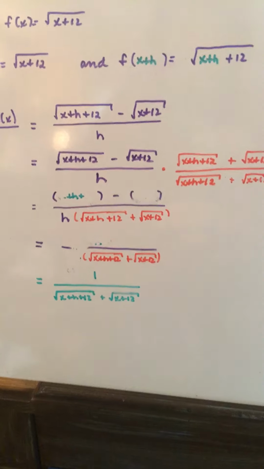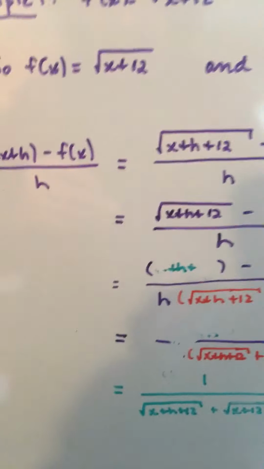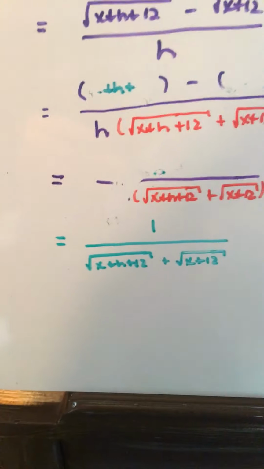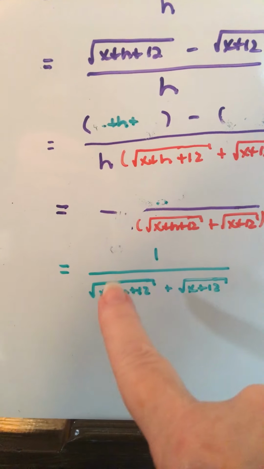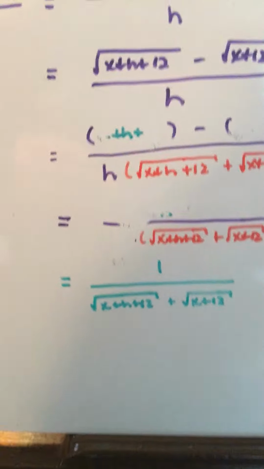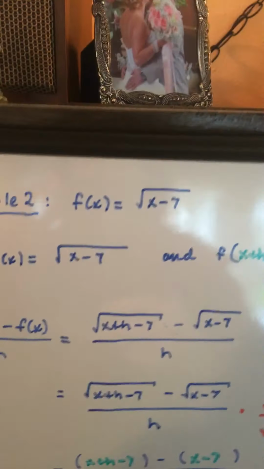Now, if I had been doing this as a limit, that is putting the limit as h goes to 0 here, what would happen is this h would disappear, and I had 1 over twice the square root. Every single time, folks. Every single time.